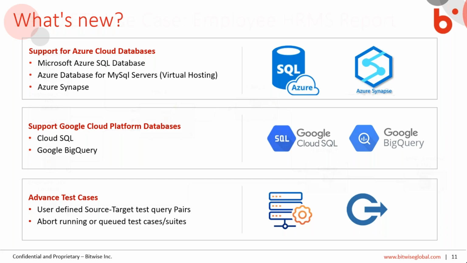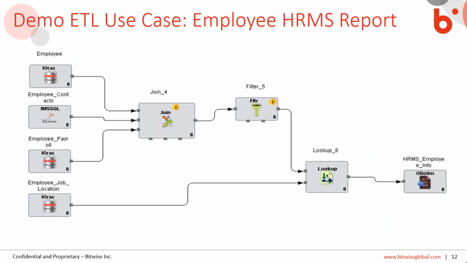Let us take a use case and see things in action now. So in this particular ETL graph, let us take the 4 source data tables. Now these data tables are in different data stores. Say for example, employee table is in Oracle and employee contacts is in Azure SQL. And if you see, there are certain joins happening, filters happening, and some more transformations and lookup. And the target, a delimited flat file, is created, which is known as HRMS employee info.